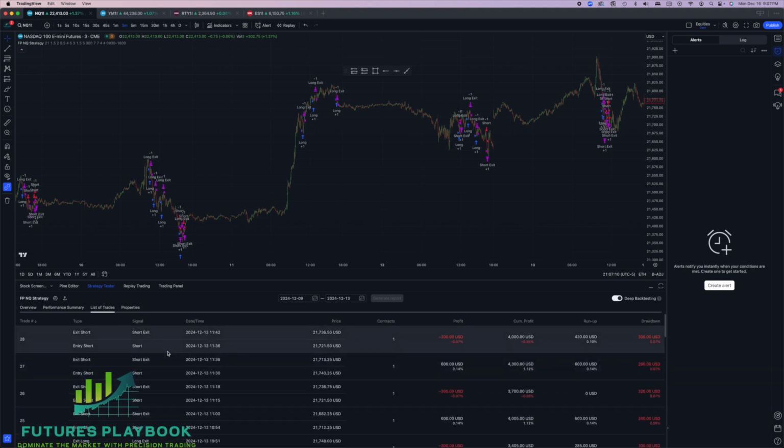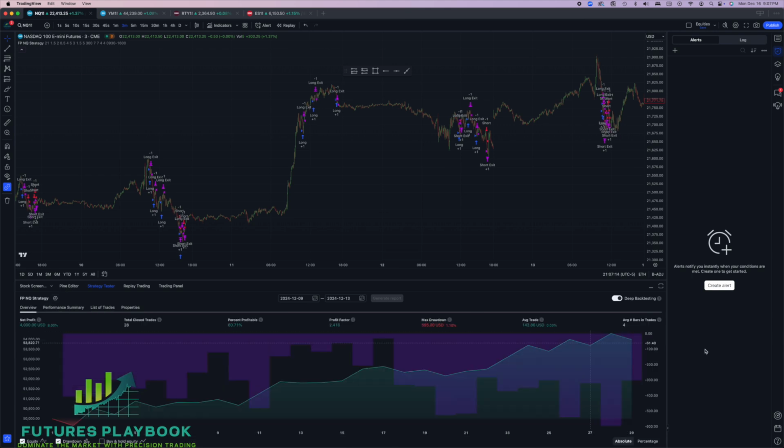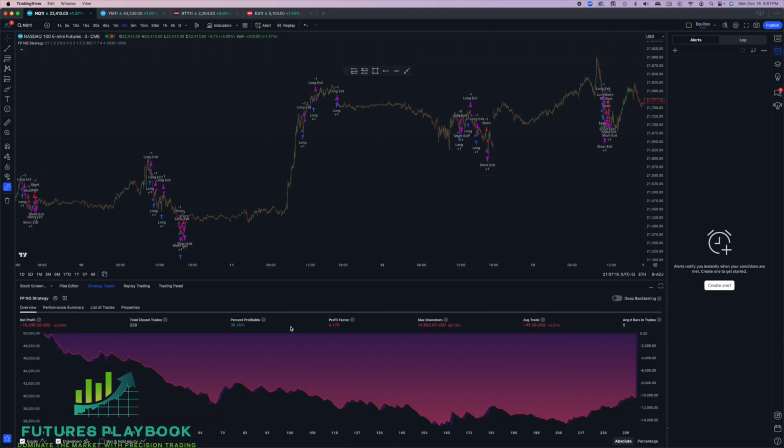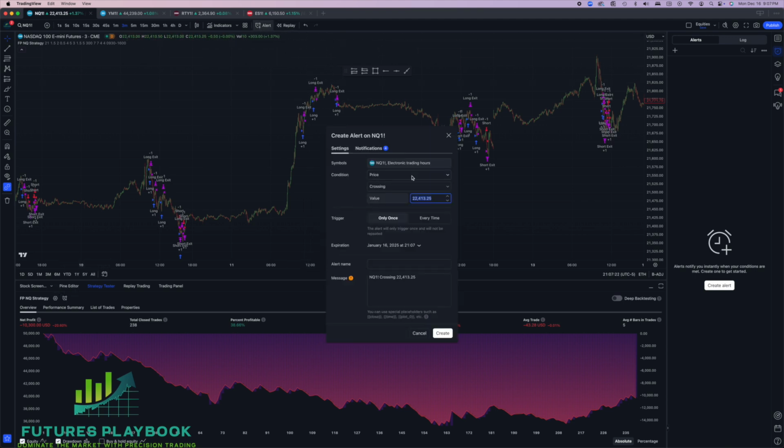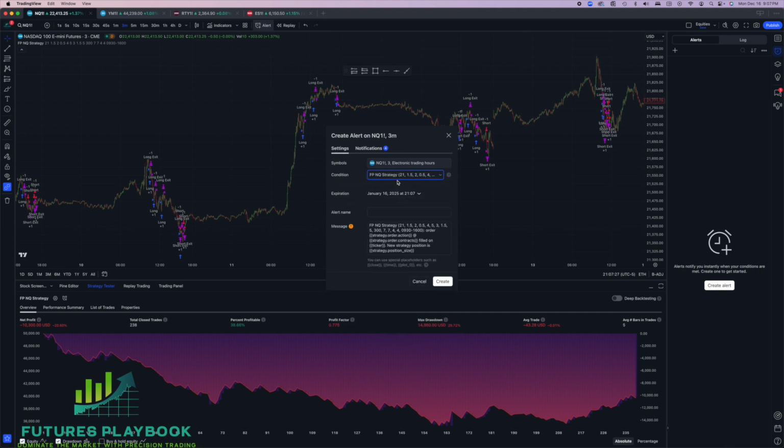So you have that. Now, how do I make an alert out of this? All right, so you go back to overview. You have to turn off the deep backtesting, right? You can do it here, right? Add alert, or you can add alert here, right? If you add alert, it'll be the basic stuff. You want to do the condition. The condition is the strategy. So the FP NQ strategy, you want to call it NQ alert.